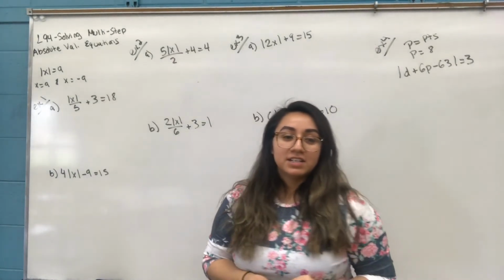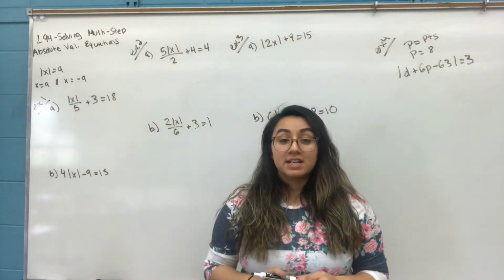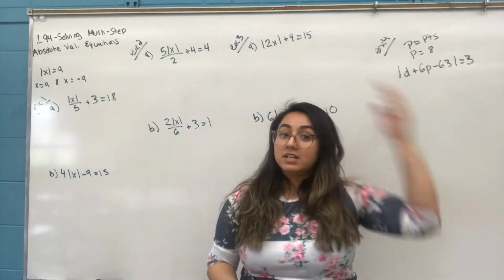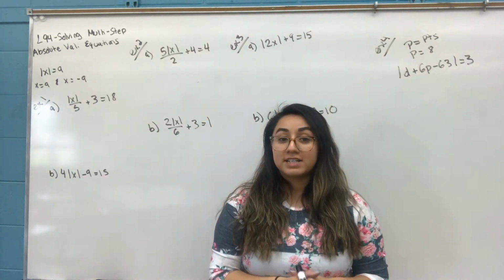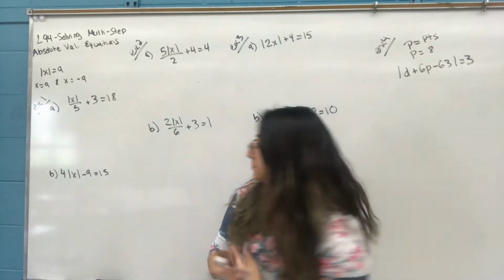All right, let's go ahead and continue on Algebra 1. Lesson 94, we're solving multi-step absolute value equations. Again, this goes back to what we learned in the beginning of the school year with multi-step equations in general. And it's the same thing, just try to get the x by itself.